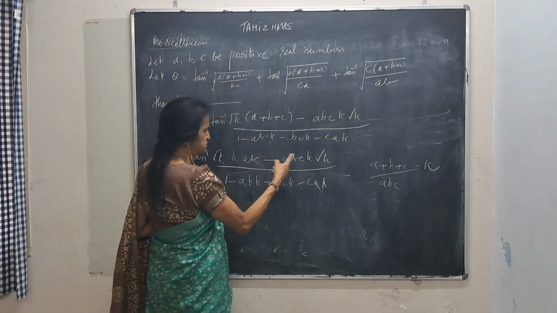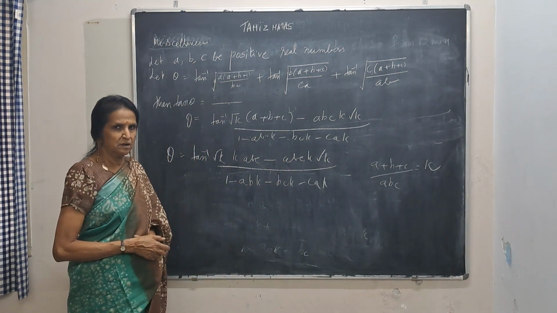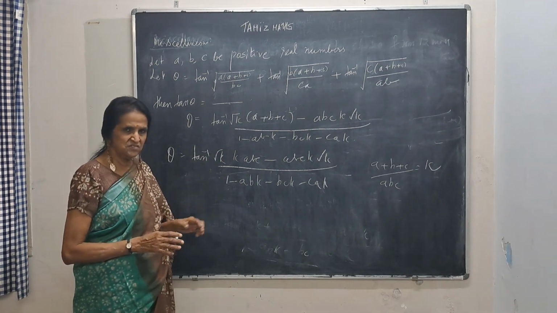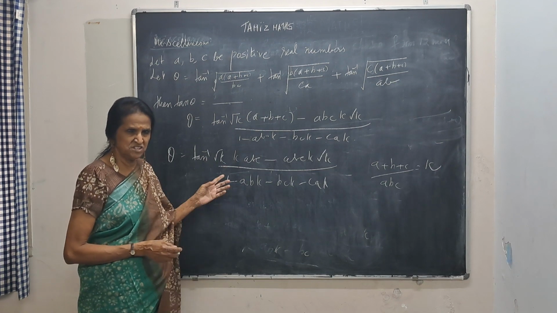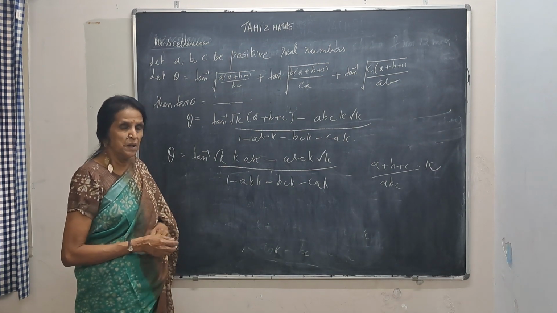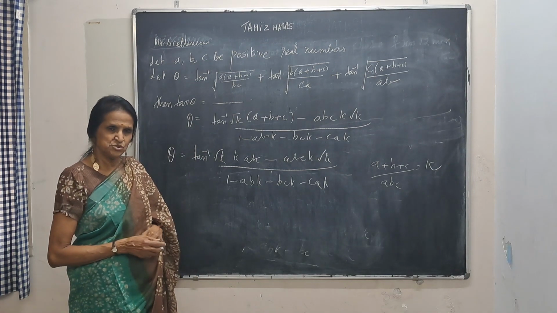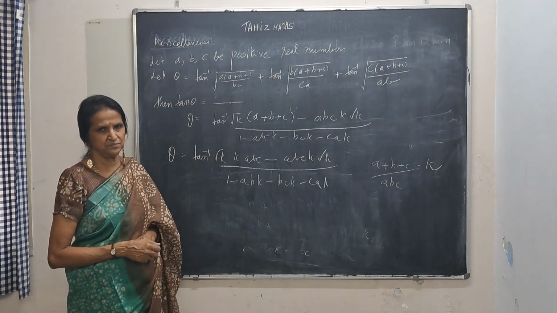So this will become 0, this and this will get cancelled, tan inverse 0. But understand, I can't say here 0. Tan inverse 0, correct only. But can you say why? Tan inverse 0 is 0. So the answer is 0. A, B, C are all positive. So though it is tan inverse 0, it is tan inverse pi actually.